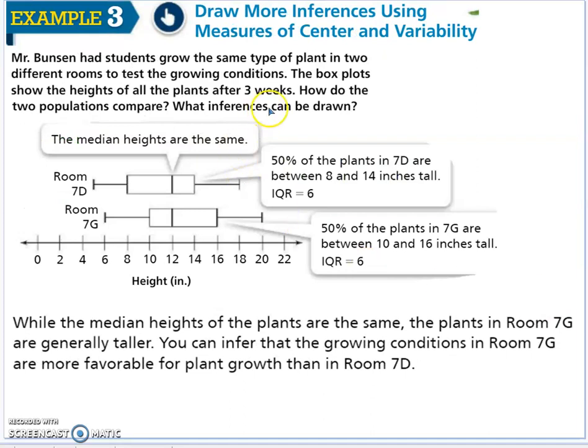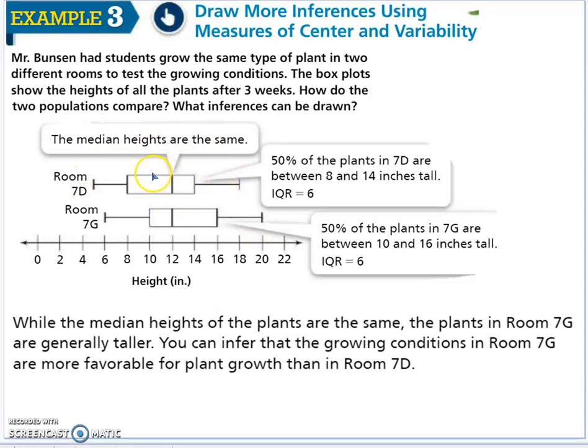All right, part 3. Draw more inferences using measures of center and variability. Okay, so we're looking at this information. This is the height of 2 different rooms, and they're growing plants. Okay, so 7G is growing their plant, and these are the heights of those plants. And 7D is growing plants. So what we see is that the median heights are the same. However, the majority of plants in 7G are taller than they are in 7D.